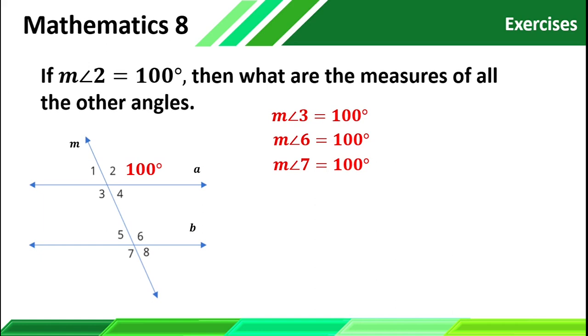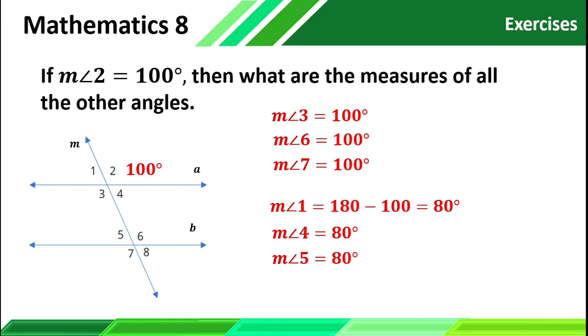Next, to find the measurement of angle 1, we simply subtract 100 degrees from 180 because angle 1 and angle 2 are a linear pair. Therefore, the measurement of angle 1 is 80 degrees. We know that angle 1 and angle 4 are vertical angles, therefore, it is also 80 degrees. As well as angle 5, because angle 1 and angle 5 are corresponding angles, therefore they are congruent. And lastly, we have angle 8. Angle 5 and angle 8 are vertical angles, therefore they are also congruent.